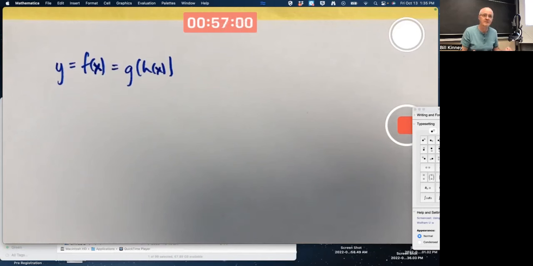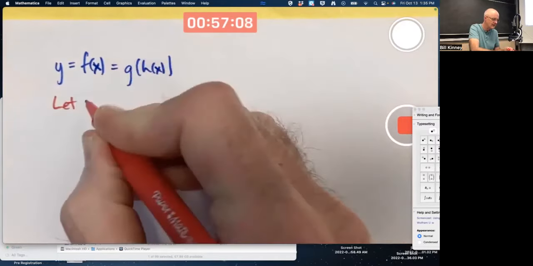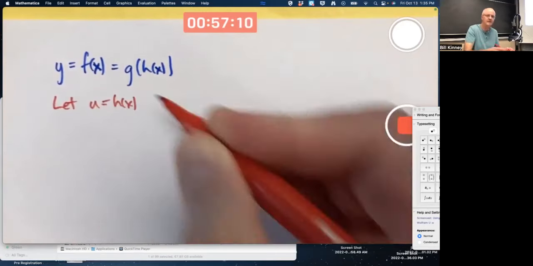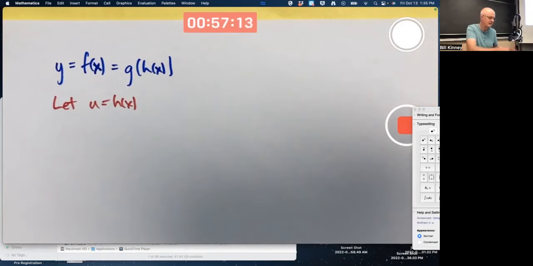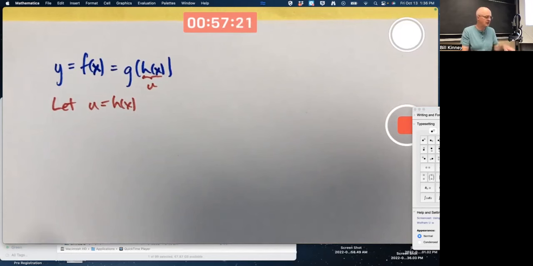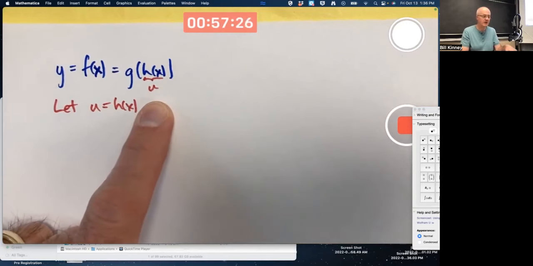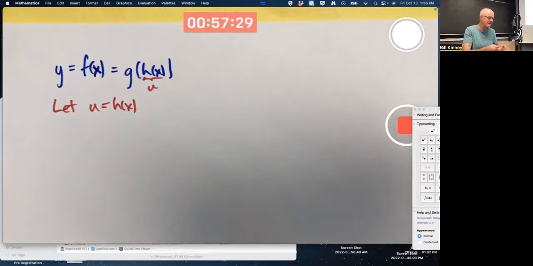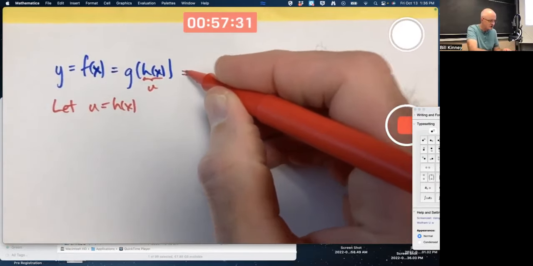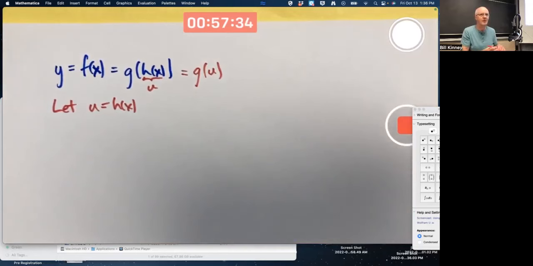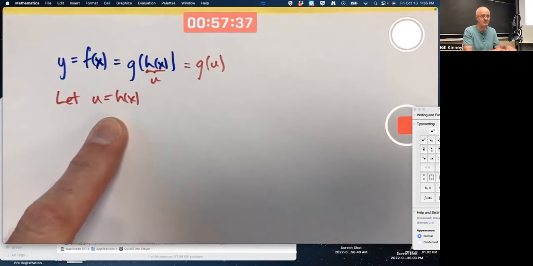What should I call the other variable? It's traditional to use the letter u. Let u equal h of x. u is going to represent the inside function. If I define a new variable effectively to represent the output of the inside function, I also could think of f of x as being g of u if I liked, where u and x are related by h.